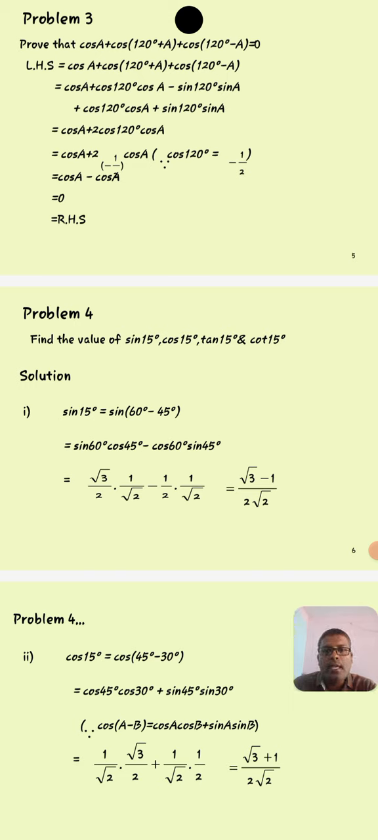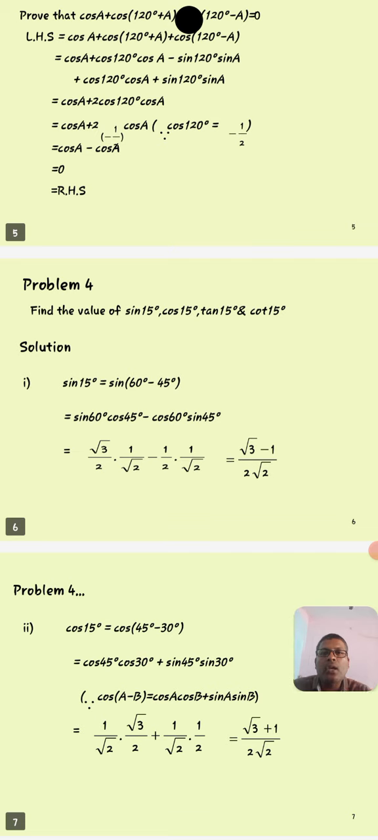So cos A plus 2 into minus 1 by 2 into cos A we get. Here 2 cancel. Next step we write cos A minus cos A is equal to 0. That is the RHS part.